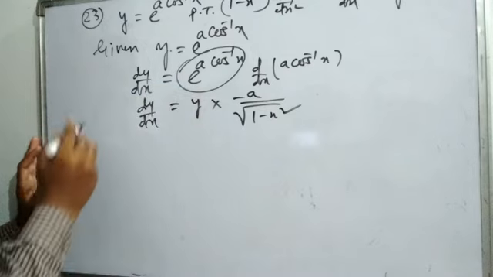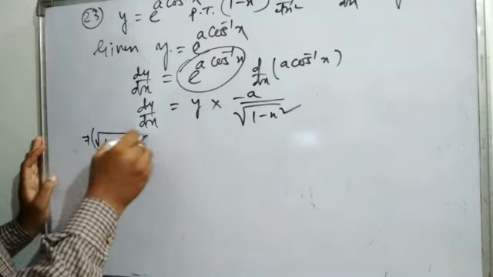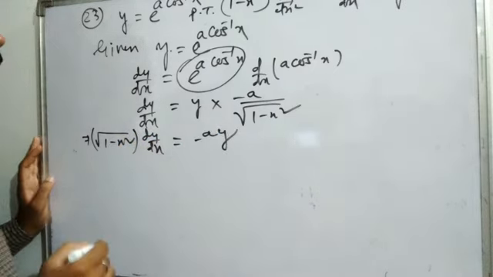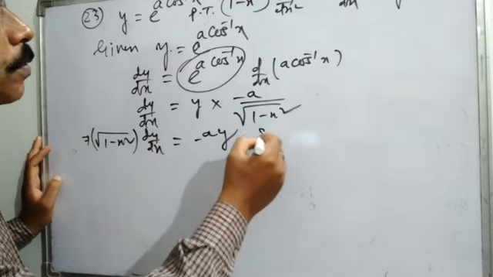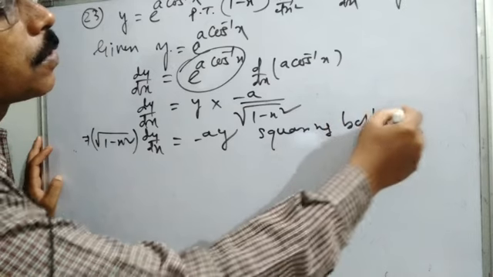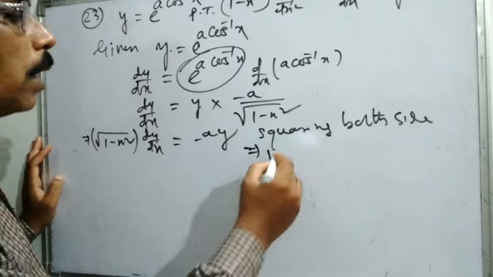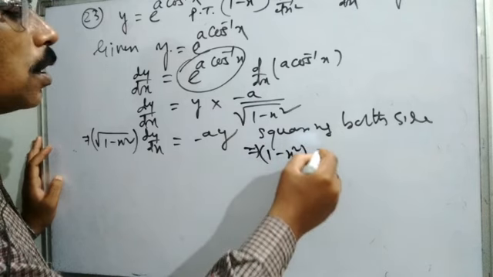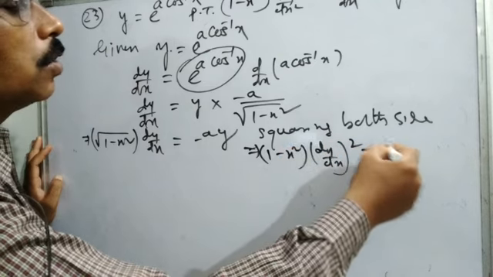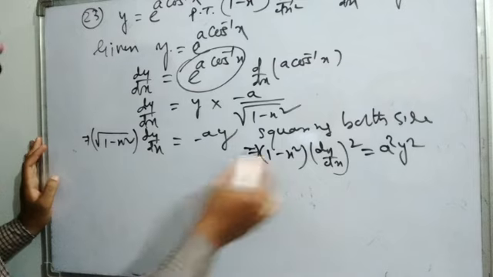And taking this term to this side, root over 1 minus x square into dy by dx is equal to minus ay. Then squaring both sides, what will we get now? It will be (1 minus x square) into (dy by dx) whole square is equal to, with a plus sign, a square y square. Then differentiate both sides with respect to x.